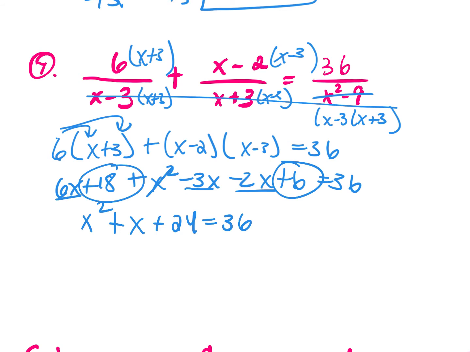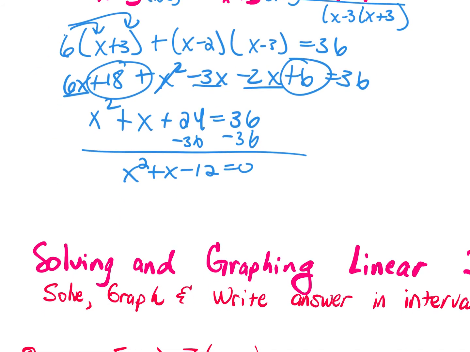Now I have a quadratic, so I'm going to set everything equal to 0. So let's minus 36 from both sides. And we're left with x squared plus x minus 12 equals 0. So now we know we can factor this. What are the factors of negative 12 that multiply to give me negative 12, but add to give me 1? That's going to be x plus 4 and x minus 3.